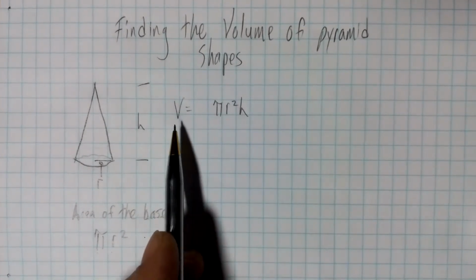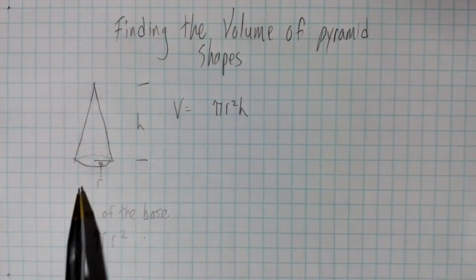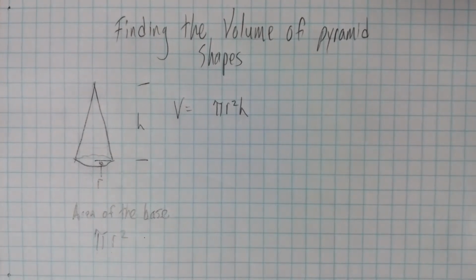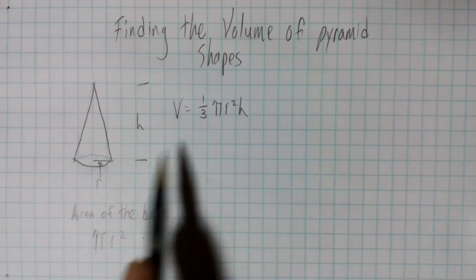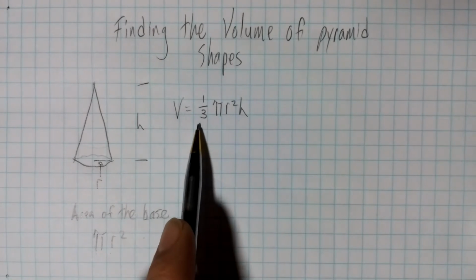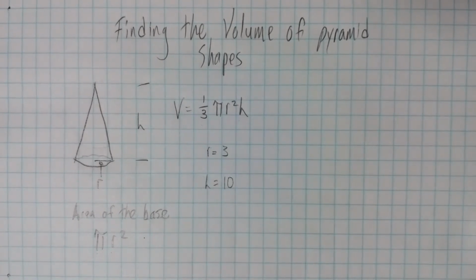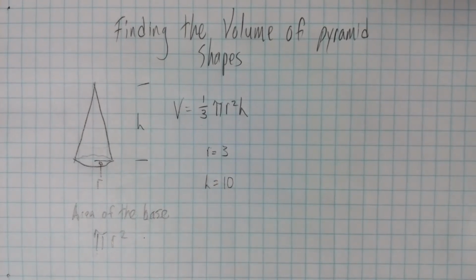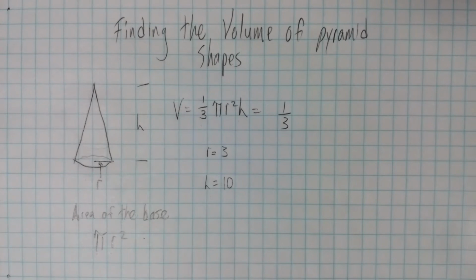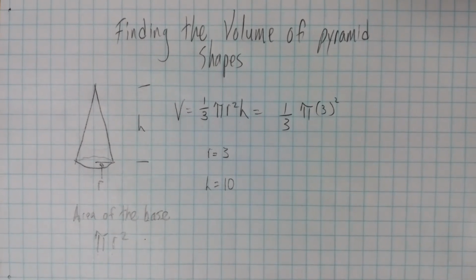So your volume will sort of be pi r squared times the height, but the thing about a pyramidal shape, you're always going to have the 1/3 in there. So the volume of this cone is 1/3 pi r squared times the height. So if you're given the radius of this cone as a radius of 3 and the height is 10, you're going to get 1/3 times pi times 3 squared, which is the radius, times 10.